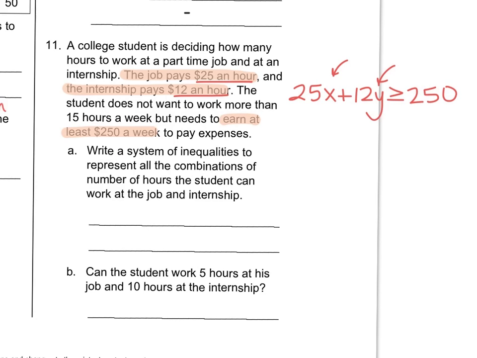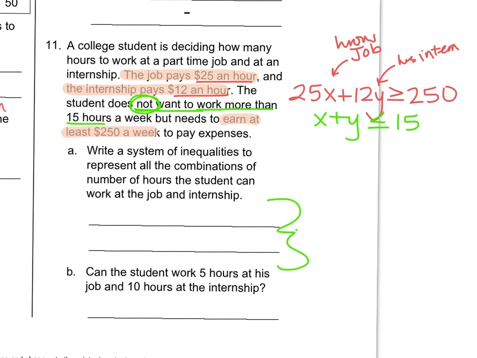X is for the hours for a job, and Y is going to be hours for his internship. All right, and then my last piece of information is that he does not want to work more than 15 hours a week. So that means X plus Y is not more than, so that's less than or equal to 15. All right, both of those things, those are the answers for part A.